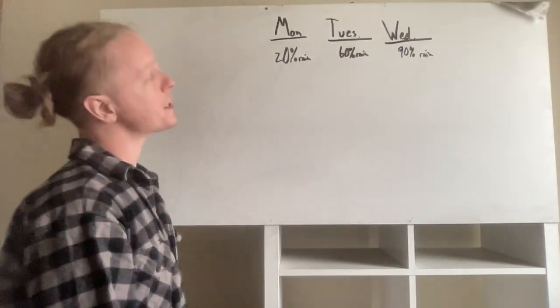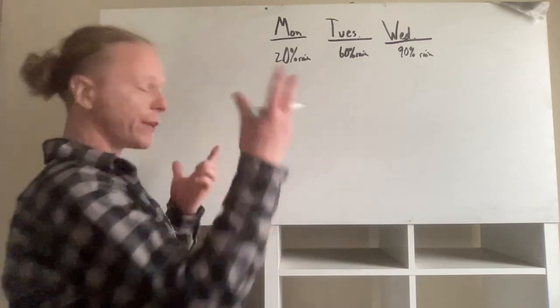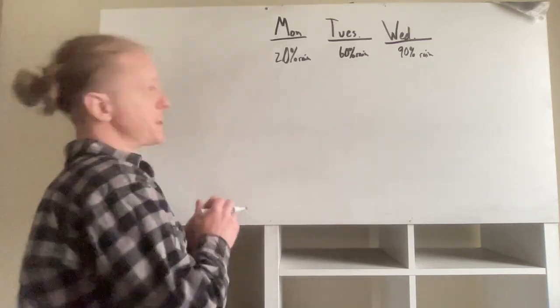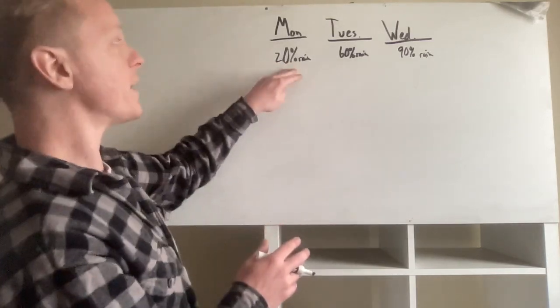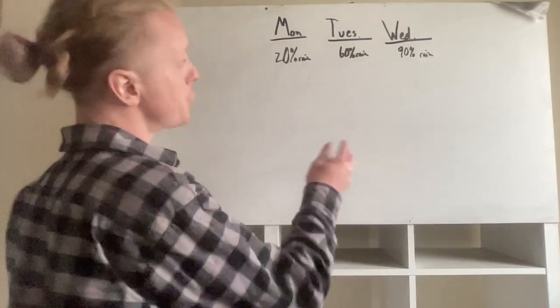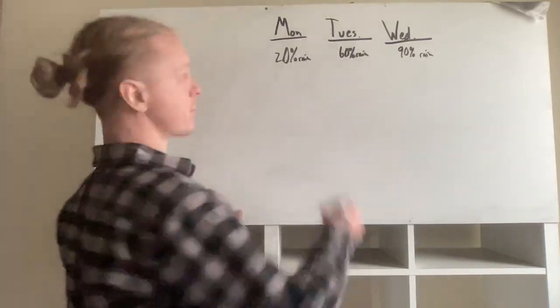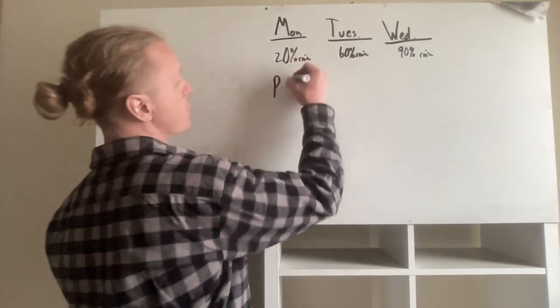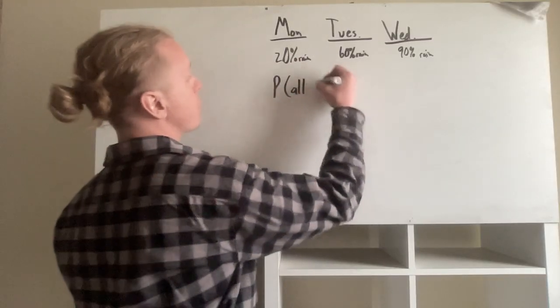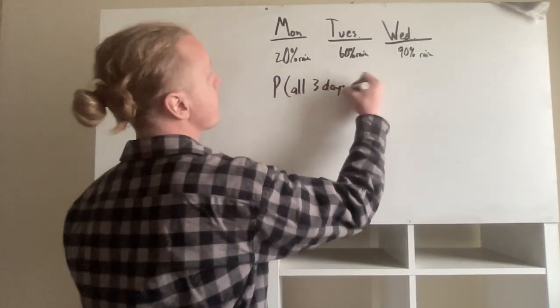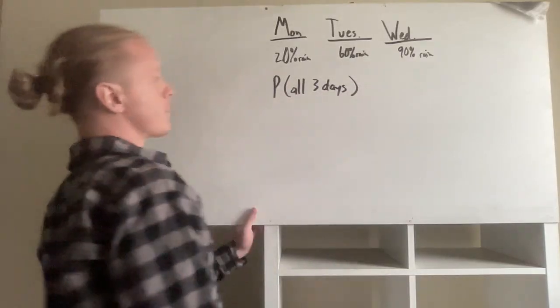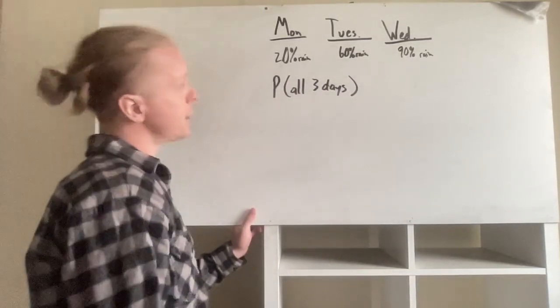Okay, we're gonna look at one last example involving a weather forecast. So let's imagine you look at the weather forecast. It says Monday there's a 20% chance of rain, Tuesday a 60% chance of rain, and Wednesday a 90% chance of rain. So I'm going to ask the question, what's the probability it rains all 3 days?